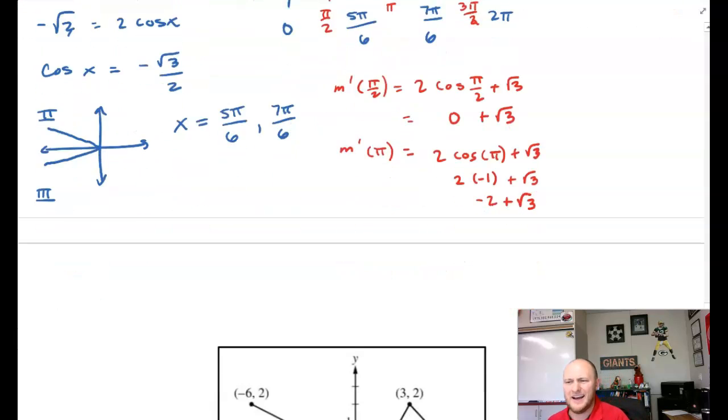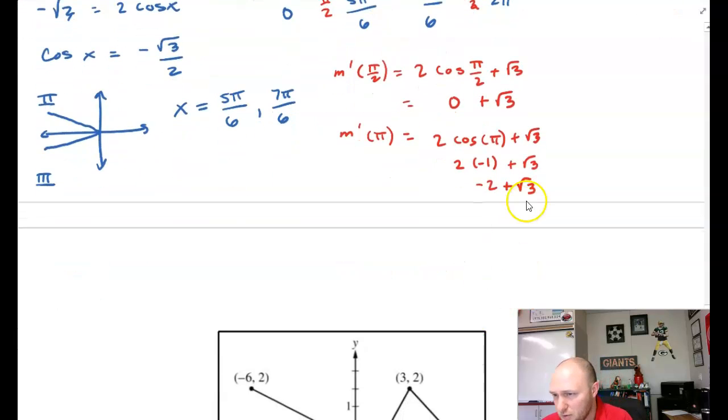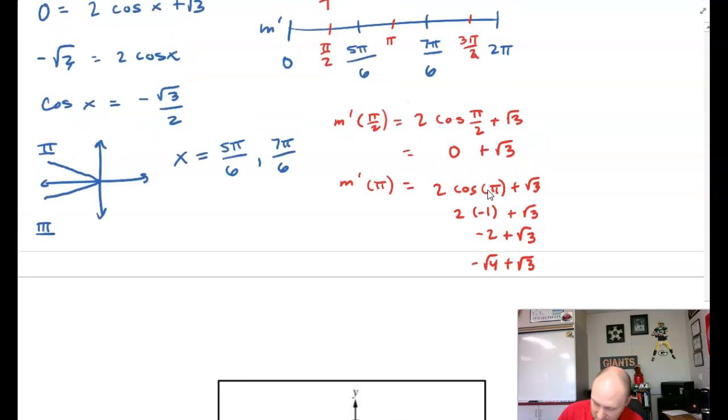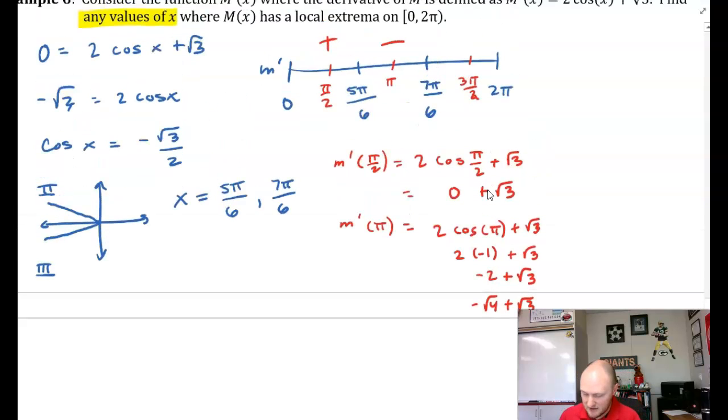And maybe you're like, hey, I don't know what's bigger. I don't know if root 3 is bigger. Well, just convert 2 to a radical. Isn't this the square root of 4? Negative root 4 plus 3. So the negatives are bigger here. That's going to be a negative value.